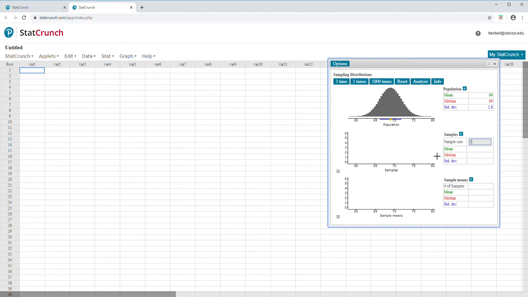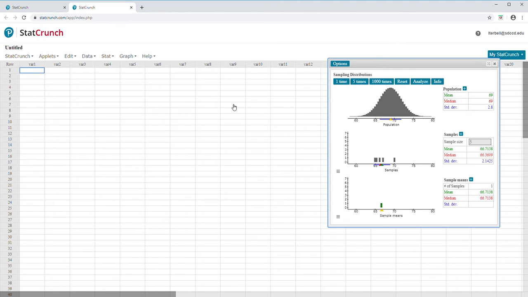We'll take one sample of size 5. This is as if we were randomly selecting 5 men and asking each one of them what their height is. You can see our sample of 5 here in the second row, and the sample mean for the 5 men was 66.7 inches. So we have one sample mean of 66.7 inches.